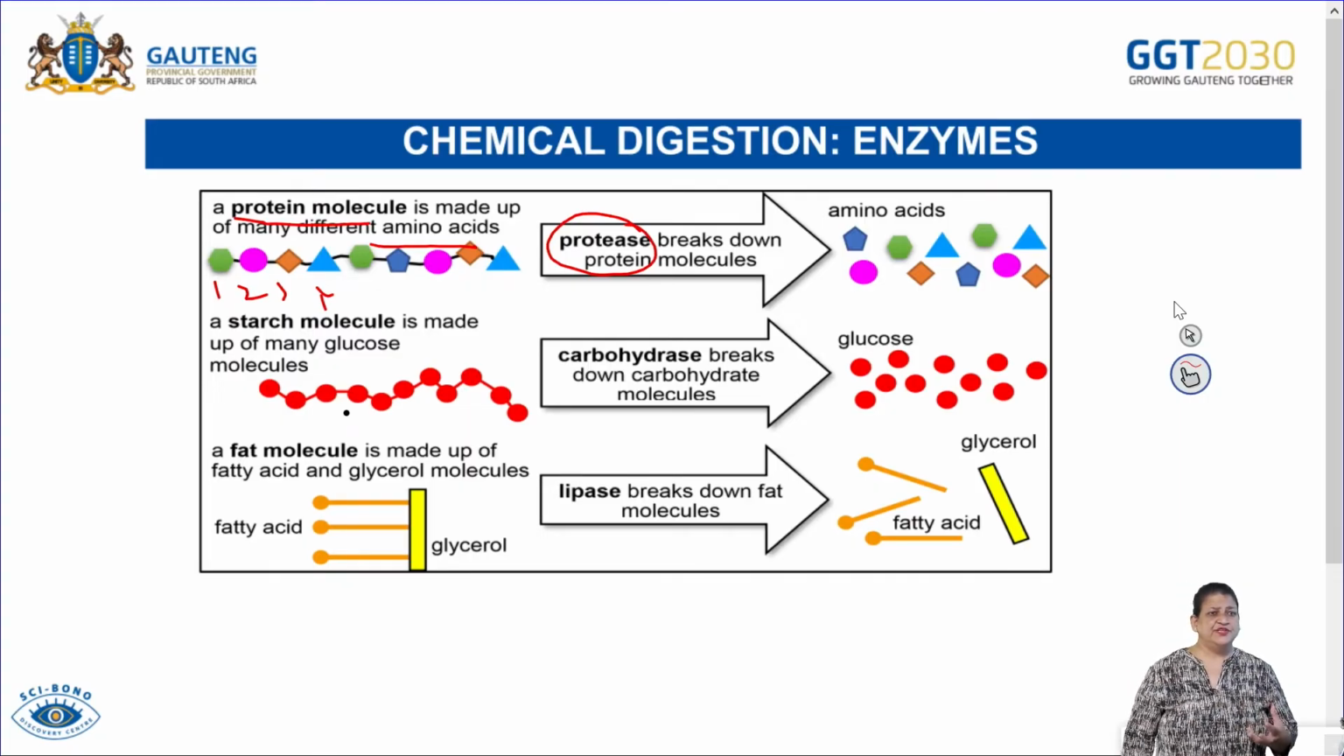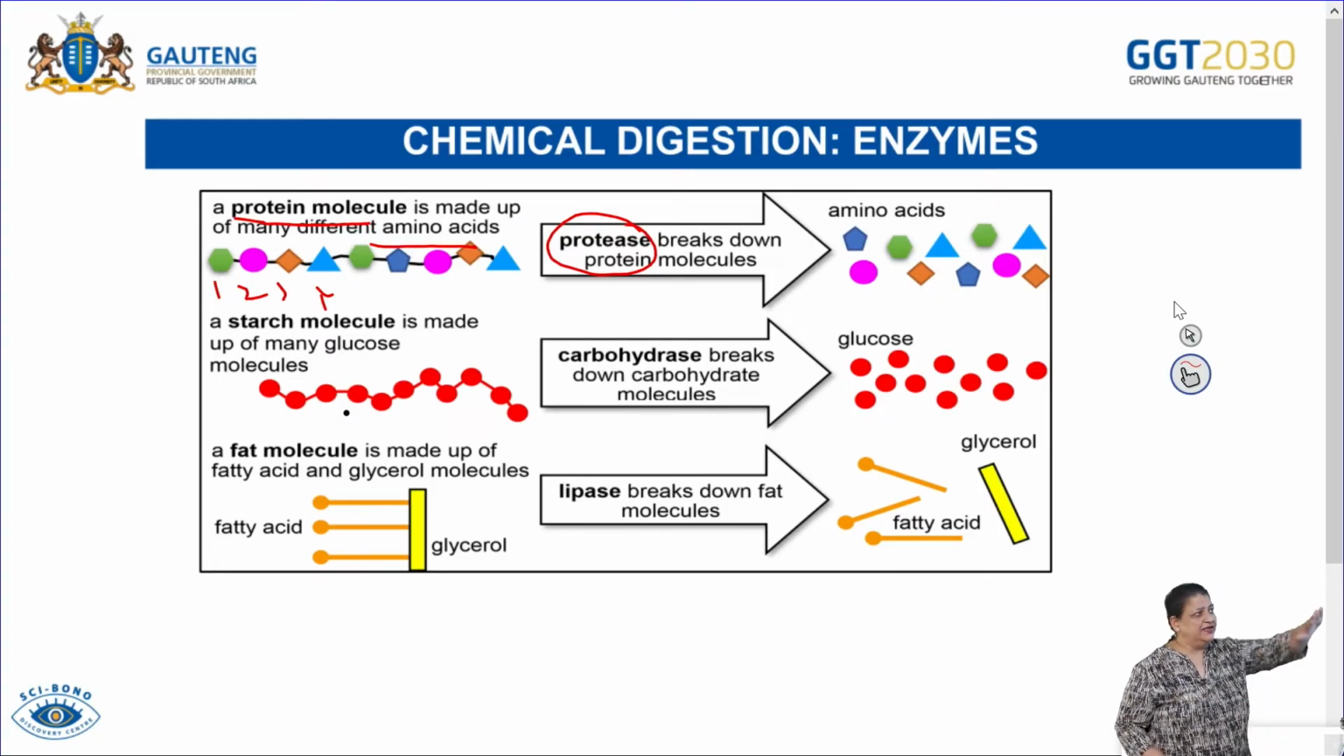Okay, so let's say, for example, now you are having a bread sandwich, you put butter on it, and you put a slice of polony on it. Your polony is your protein. Your margarine is your fat. And your bread is your carbohydrate. So your polony will be broken down by proteases into amino acids. Your bread, which is a carbohydrate, will be broken down by carbohydrases into glucose. And your lipids, which is a fat, will be broken down by lipase into fatty acids and glycerol.